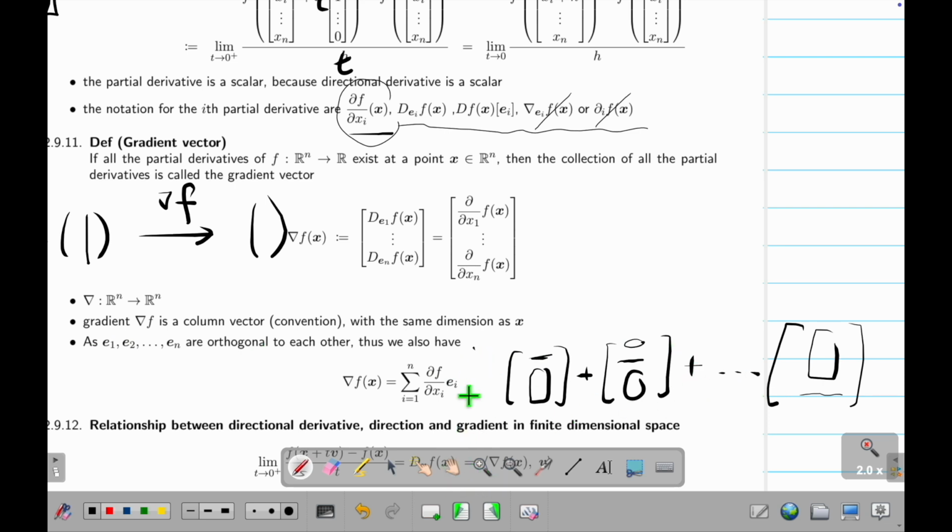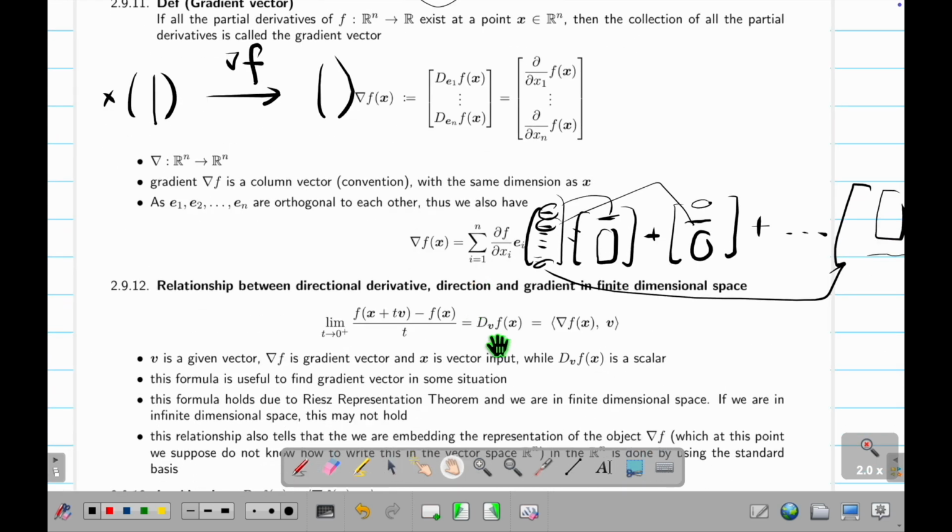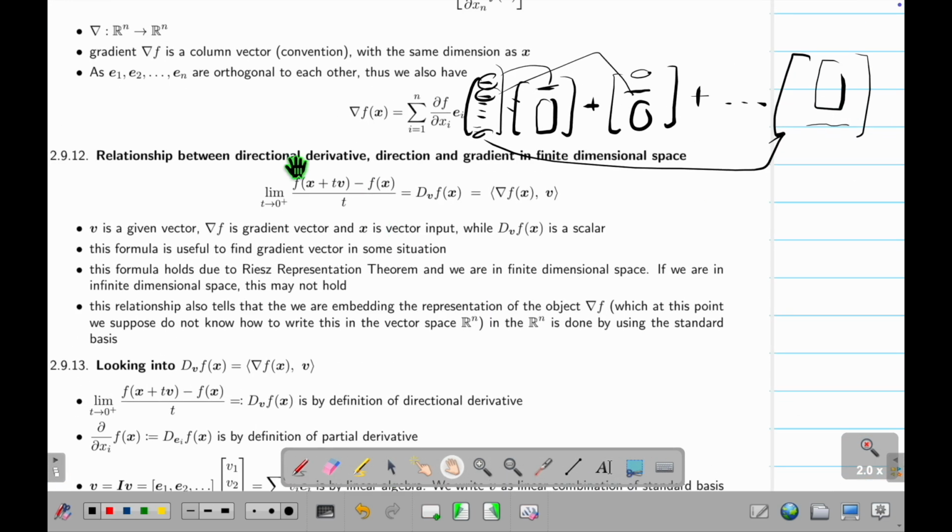And the whole thing will be directional derivatives with a lot of things in each box. This one comes from the first one, this one comes from the second one, this one comes from the last one. This is due to linear algebra, orthogonality. And now, let's talk about the relationship between the directional derivative, direction and gradient in finite dimensional space.